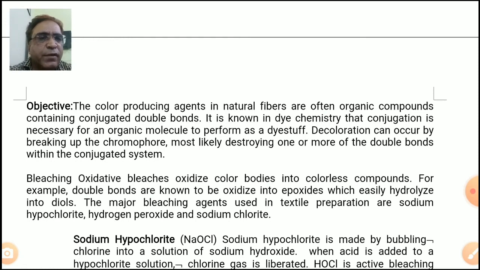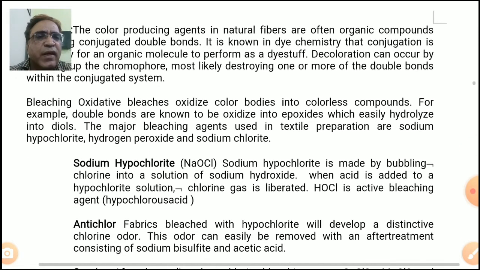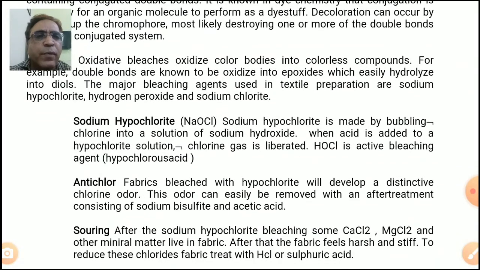Sodium hypochlorite is a chemical obtained by dissolving chlorine into a solution of sodium hydroxide. When we provide acidic conditions, HOCl, hypochlorous acid, is formed. This is the instant bleaching agent, developed for the purpose of bleaching, which removes the color, which decolors the fabric.